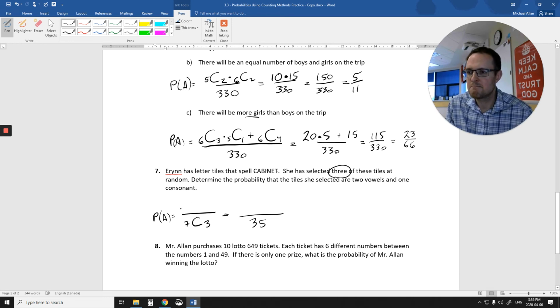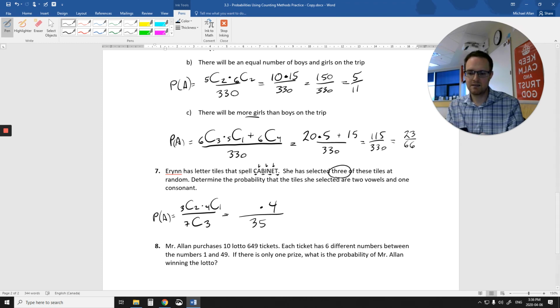So let's see, how many consonants do we have? Remember, a consonant is not a vowel. So C, B, N, and T. And the vowels are A, I, and E. So there's 3 vowels. I wonder how many ways I can have 2 of those. And then I have one more letter of the 4. So that's going to be 4 times something.